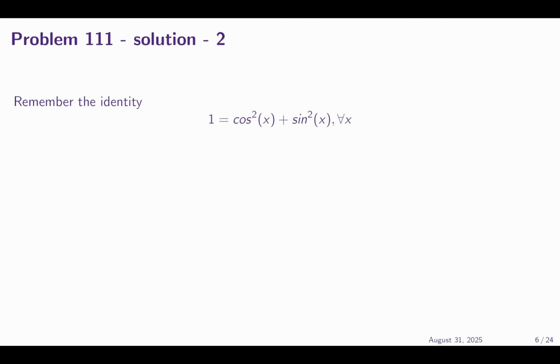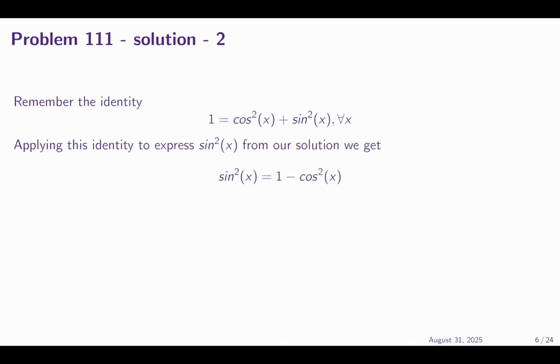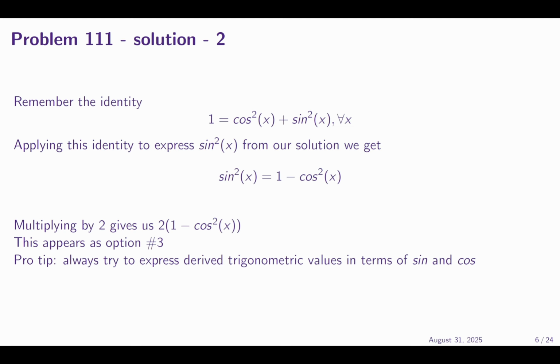Well, not so quickly. Remember the identity that cosine squared of x plus sine squared of x is equal to 1 for all x. Applying this identity to express sine squared of x, we get that sine squared of x equals 1 minus cosine squared of x. Therefore, multiplying this by 2 gives us 2 times 1 minus cosine squared of x, which appears as option 3. Pro tip when solving trig: always try to express derived trig values in terms of sine and cosine.